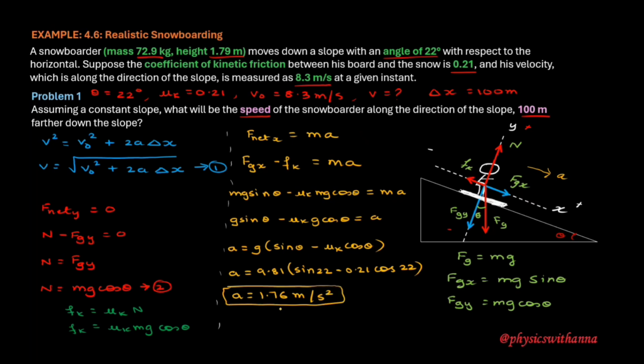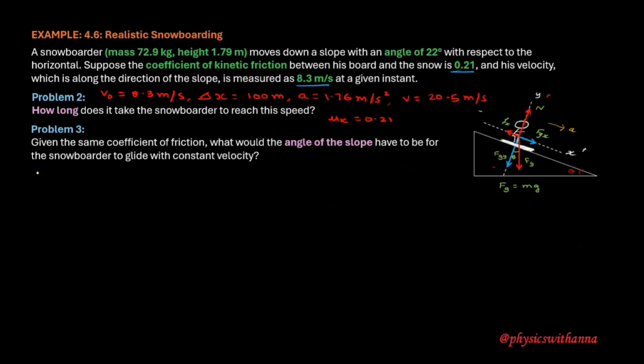Once I found the acceleration, now I can substitute this in equation 1. In equation 1, we found v to be equal to square root v naught squared plus 2a delta x. Let's substitute: square root of v naught is 30, squared, plus 2, a is 1.76, delta x is 100, so times 100. In part 2 of the problem, they want us to find how long does it take the snowboarder to reach this speed. So I have the initial speed, the final speed, and the acceleration.